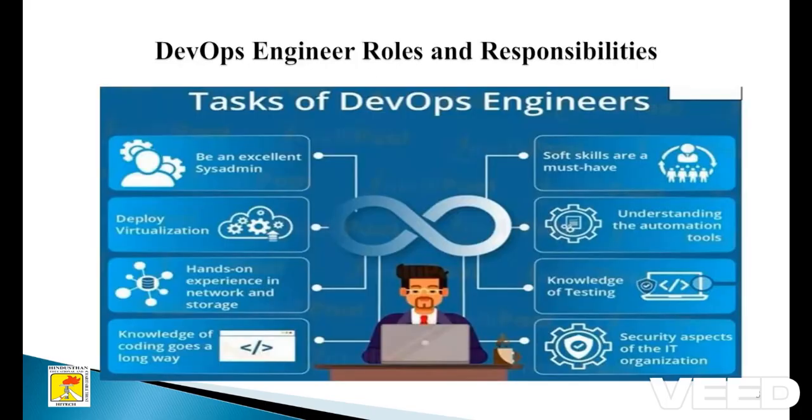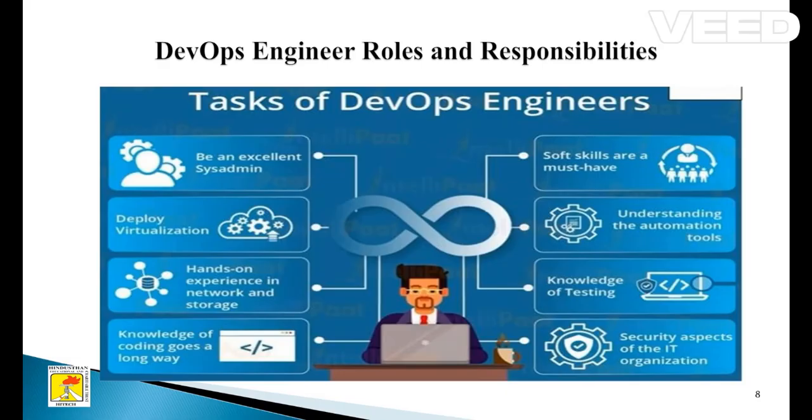Next is the task of DevOps engineers, that is the roles and responsibilities of the engineers. Here, the engineer must be an excellent system administrator. Then they will deploy the virtualization process. Then they will obtain hands-on experience in network and the storage process. And lastly, they will gain the knowledge of code, and the operation process will deploy, and then it will give the output for us. Here, the engineer must have soft skills so that they can be in a team or lead a team.